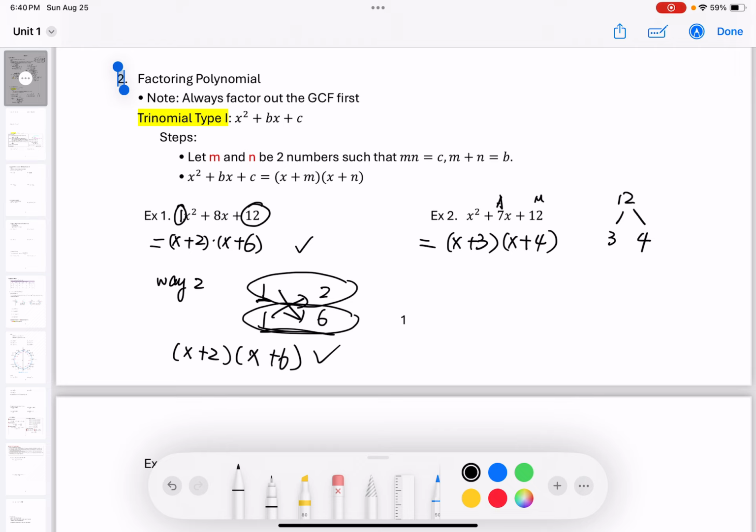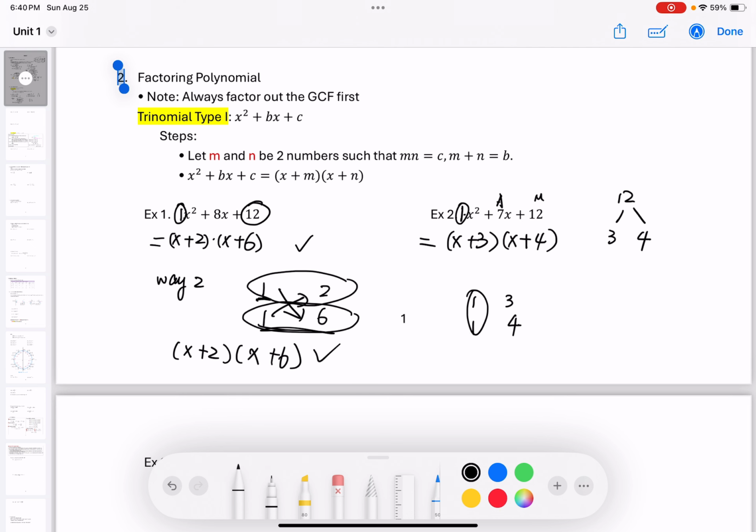And you can also use crisscross. 1, 1, 3, 4. These are the factors of the leading coefficient 1. Let's make it clear. And then 3 times 4 makes 12. So next we do the crisscross multiplication. 1 times 4 is 4. 1 times 3 is 3. Addition makes 7. Yes. So write them horizontally.